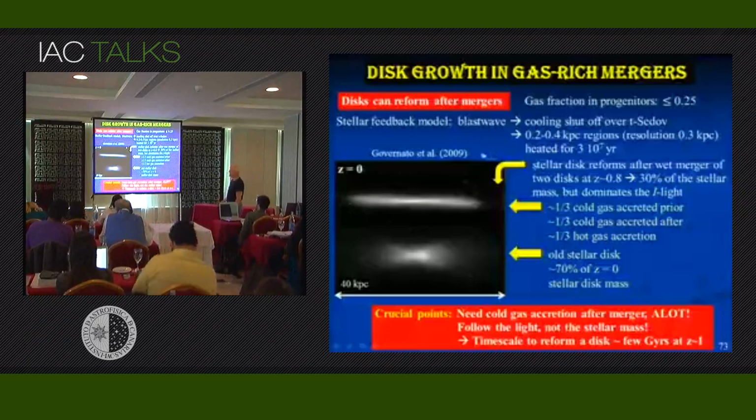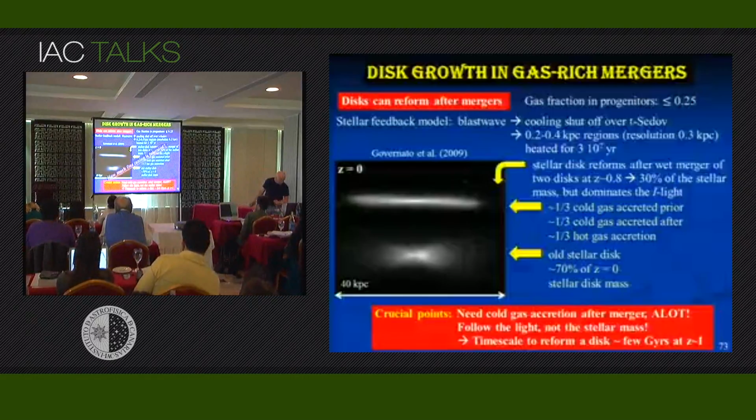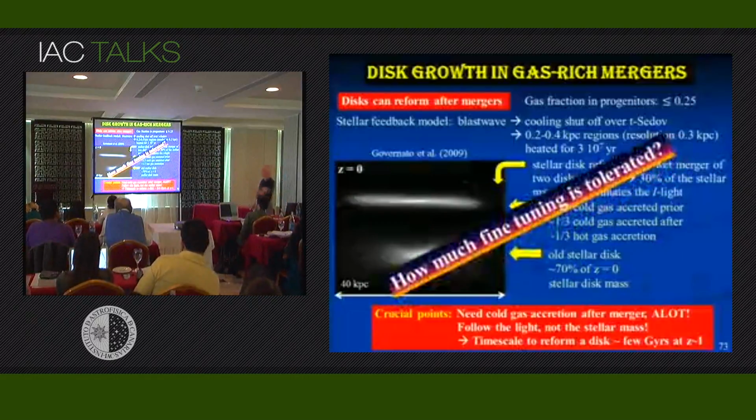And what you see at the top is the so-called thin stellar disk, and here is the thick stellar disk. The beautiful thing that happened here is that although most of the mass is in the thick disk, most of the light is in the thin disk, and so the thick disk simply faded from the time of the merger to redshift 0.